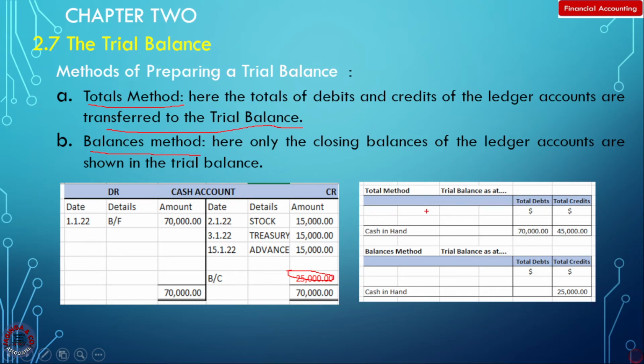So again, on this other side, we also have the sample of a trial balance in terms of the totals method and the balances method. In the totals method, you can see here, on the debit side we have 70,000, and on the credit side we have $45,000. These are the total payments that we did within this account. When you go to the balances method, we only transfer the balance carried down, and the balance carried down in the cash account here is 25,000 shillings. So only 25,000 shillings has been transferred to the trial balance. So that's all about the methods of preparing a trial balance.